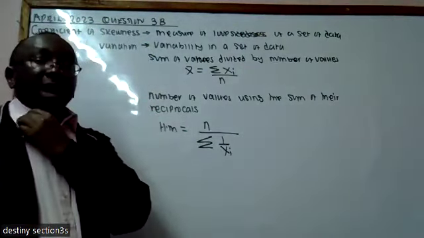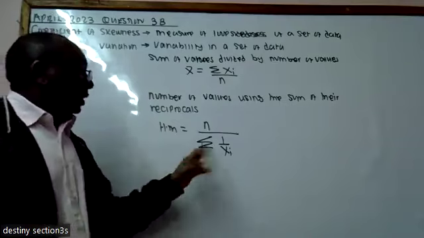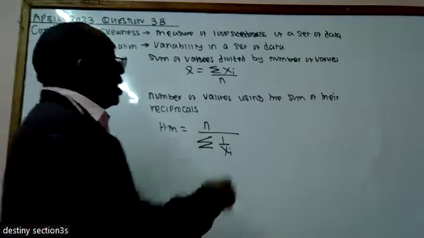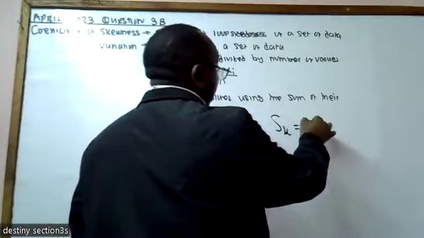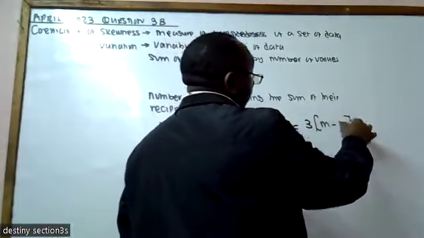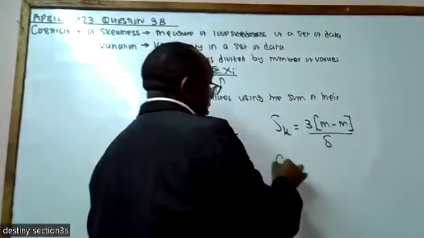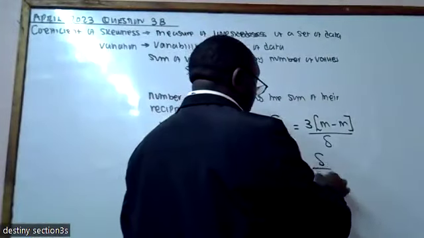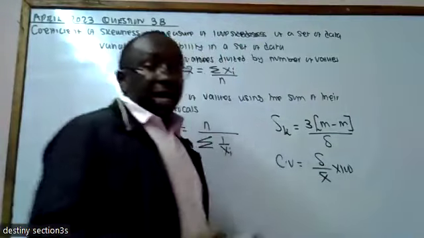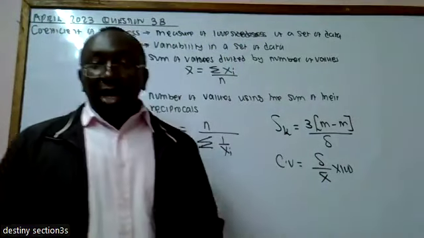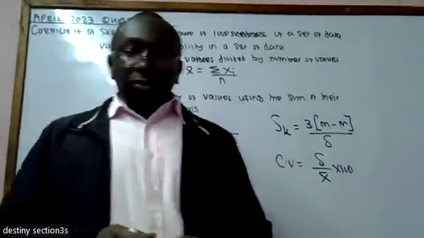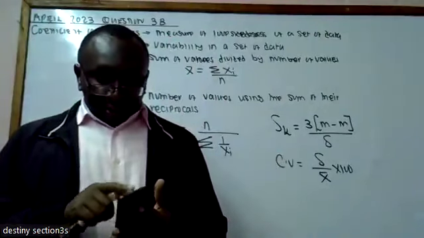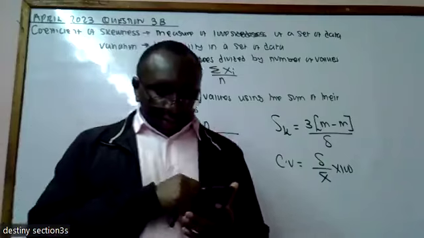And if you do not have words to state it, you can still give us the formulas. For the coefficient of skewness, I hope you remember, we said it is 3 into brackets mean minus median, divided by the standard deviation. The formula for the coefficient of variation is the standard deviation divided by the mean times 100. So you can as well give the formulas in case you are short of words to describe it. It is still within acceptable limits.